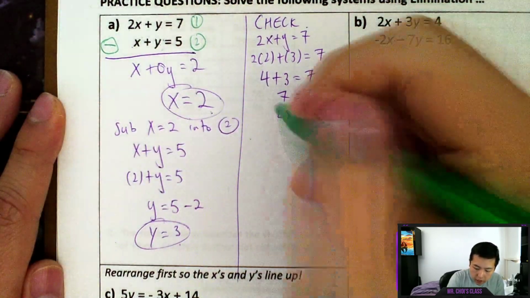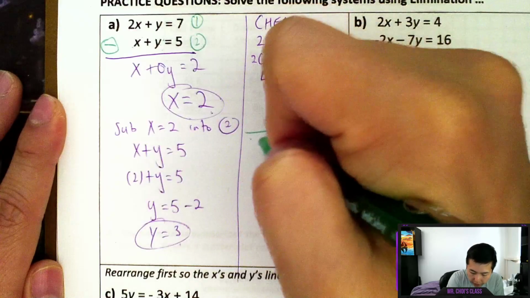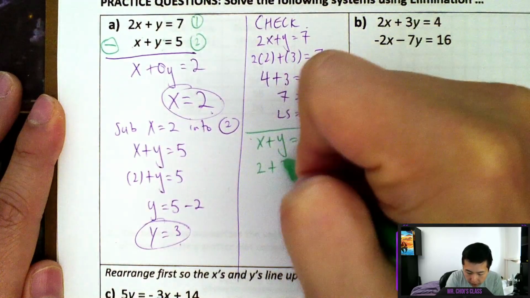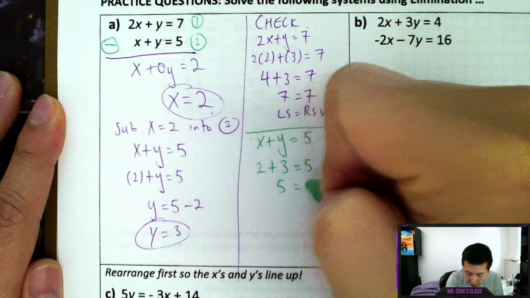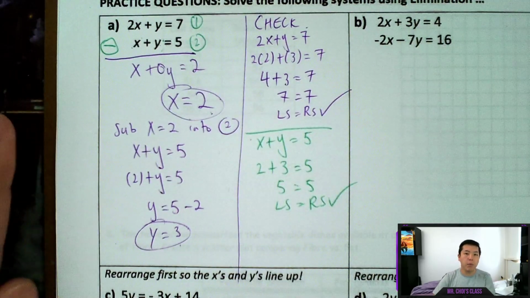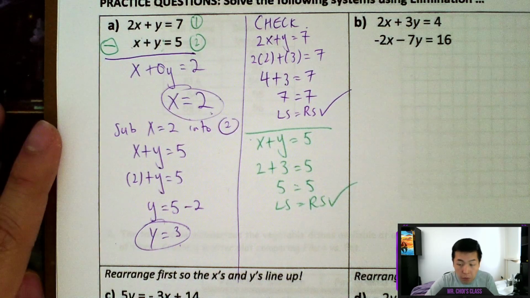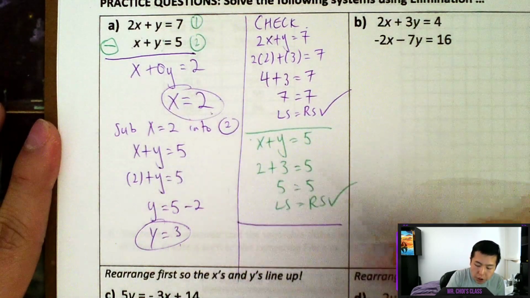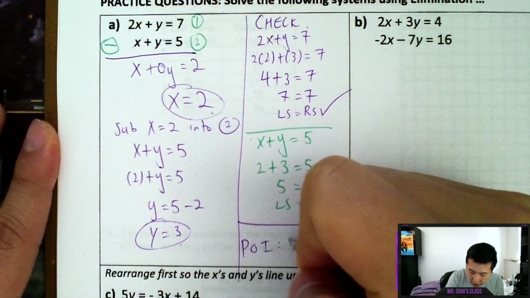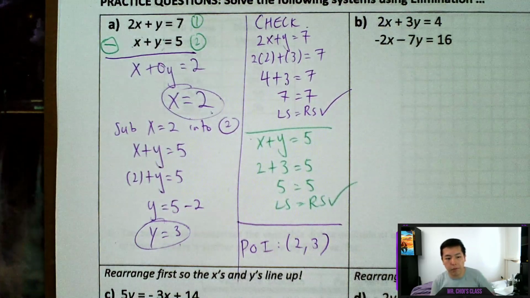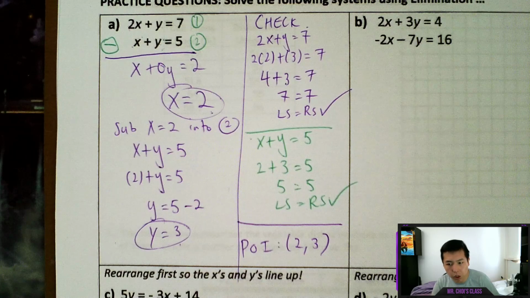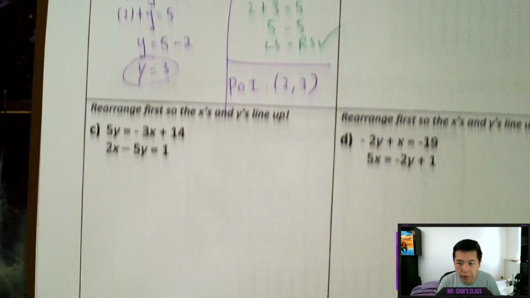Okay. The second one here, we have x plus y equals 5. X is 2, y is 3, and so 5 equals 5. Left side equals right side. So you have to be able to show that this works, that you've checked both answers. And then you can write out your final point of intersection is 2, 3. So there you have it. Point of intersection is 2, 3.